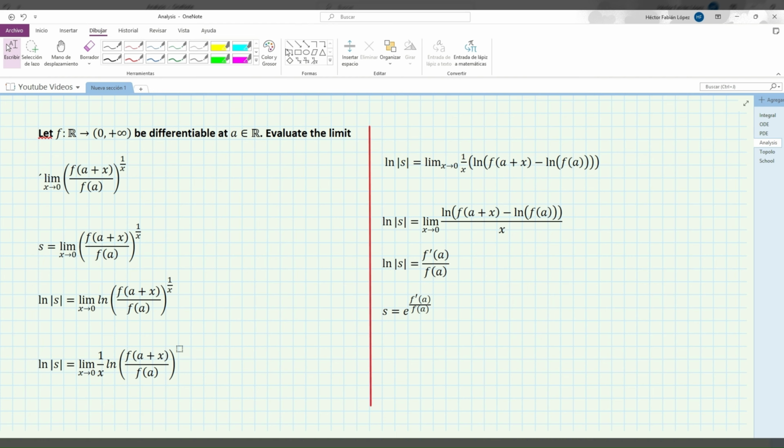Then this limit that we were evaluating, with the conditions we mentioned, approaches e to the f prime of a over f of a. Okay, excellent. Then we found the result.